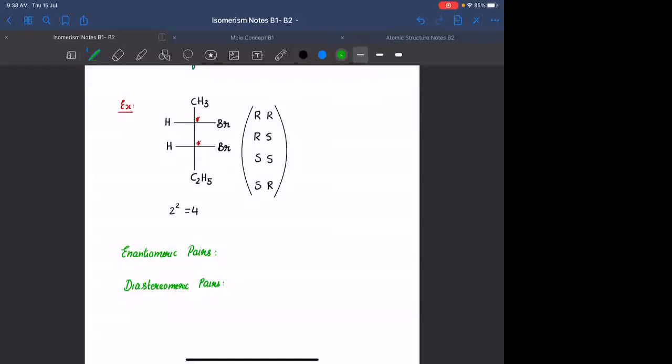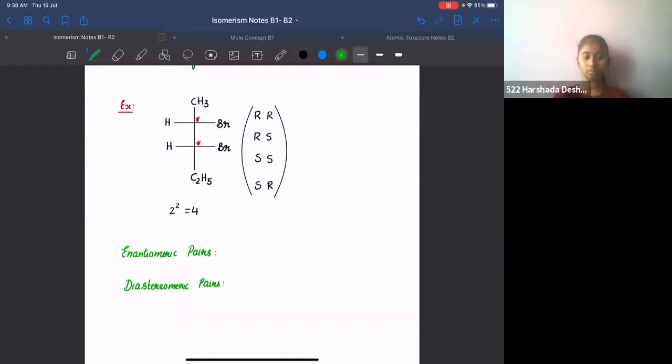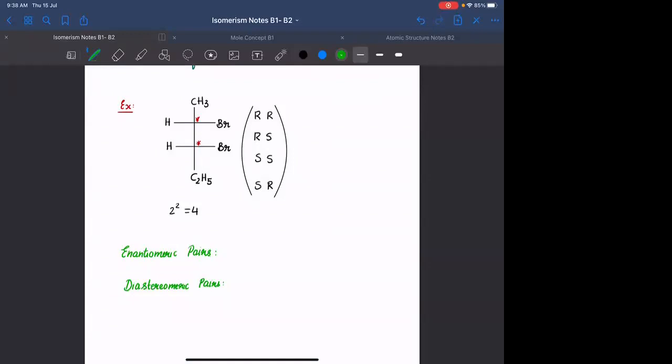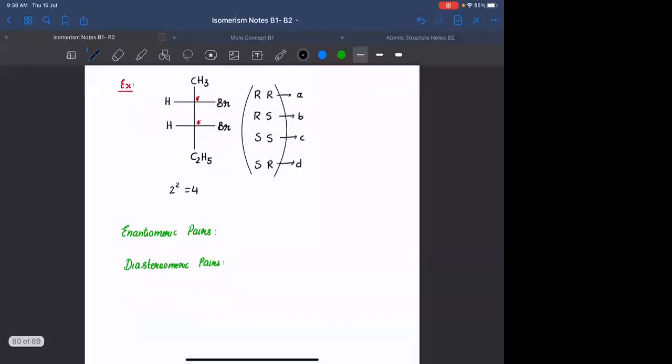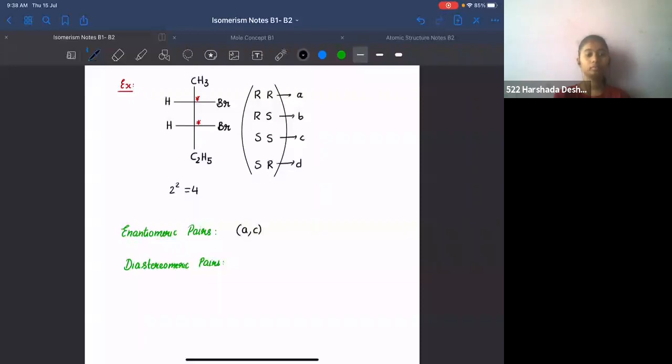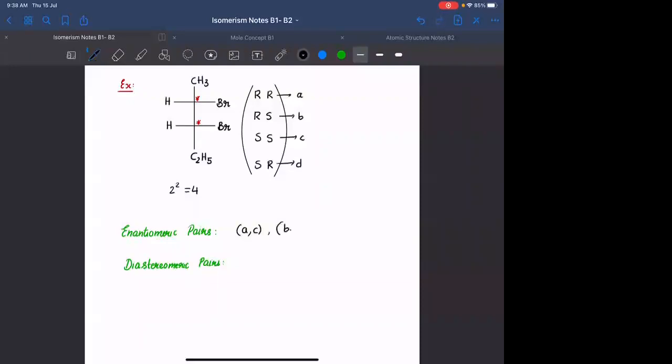What are enantiomers? Mirror images. Which are mirror images of each other. Okay. What is the mirror image of RR? SS. Okay. What is the mirror image of RS? SR. Okay. So if I take this as A, this as B, this as compound C, this as compound D. Tell me the enantiomeric pairs then. AC, and then BD.